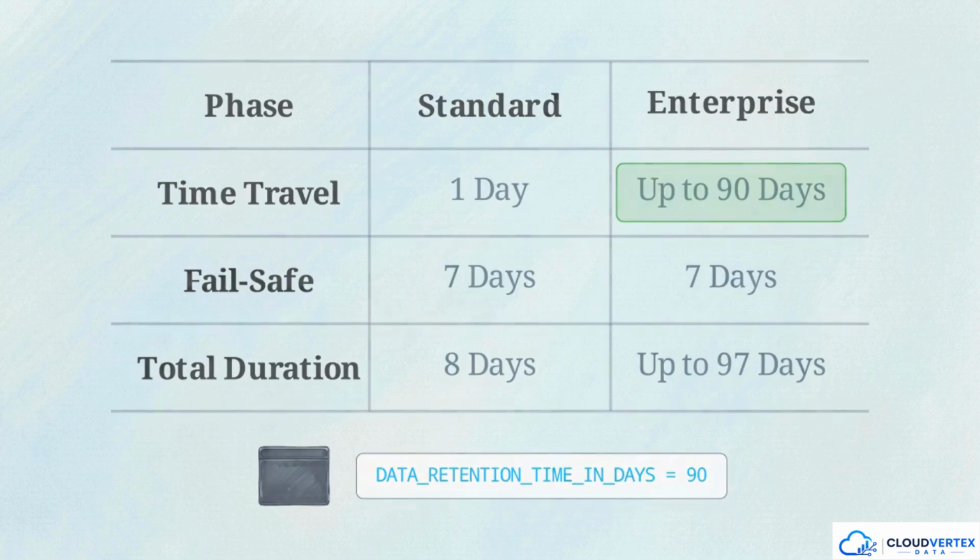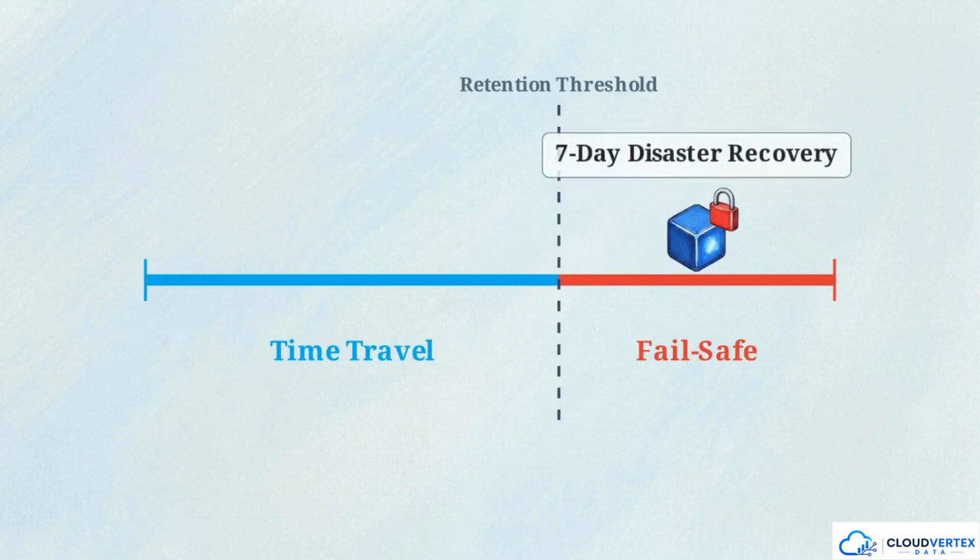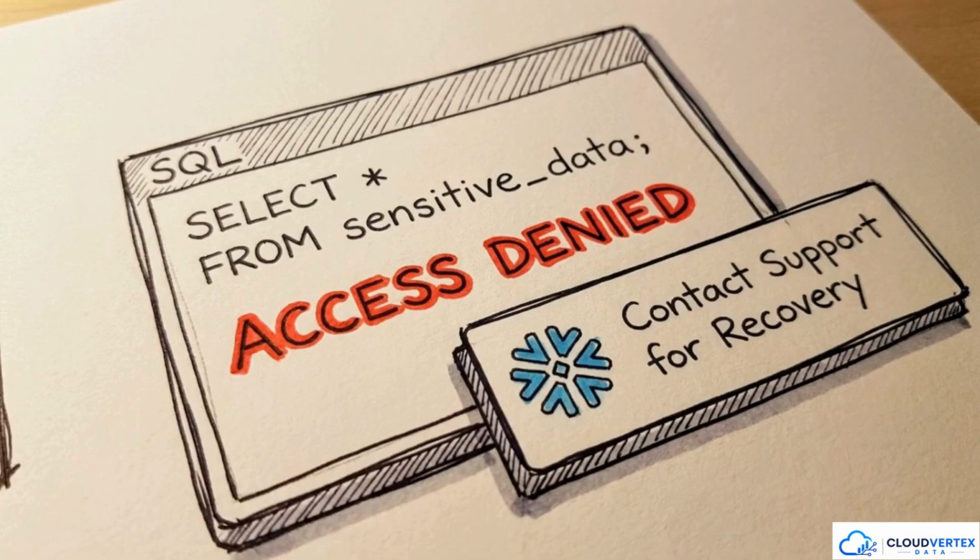However, there is a strict architectural boundary that triggers the exact second the time travel retention period expires. The data immediately drops out of the time travel window and locks into a tier called failsafe. This is a non-configurable 7-day disaster recovery window. Once data enters failsafe, the SQL queries stop working. Users cannot access this data directly. Recovery requires an official intervention from Snowflake support.